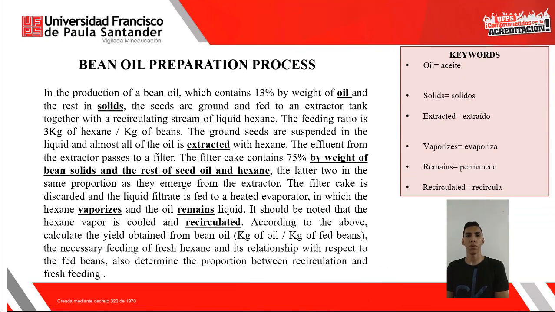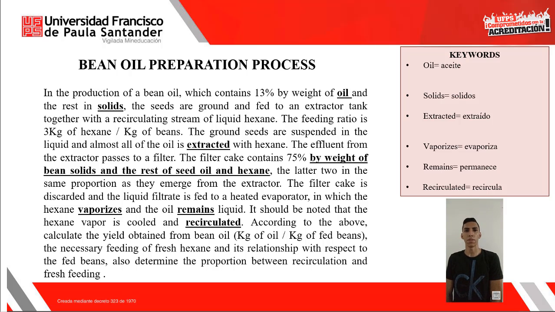In the production of bean oil, which contains 13% by weight of oil and the rest solids, the seeds are ground and fed to an extractor tank together with a recirculating stream of liquid hexane. The feeding ratio is 3 kg of hexane to 4 kg of beans. The ground seeds are suspended in the liquid and almost all of the oil is extracted with hexane.